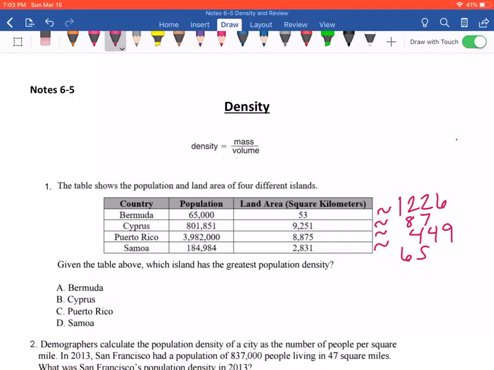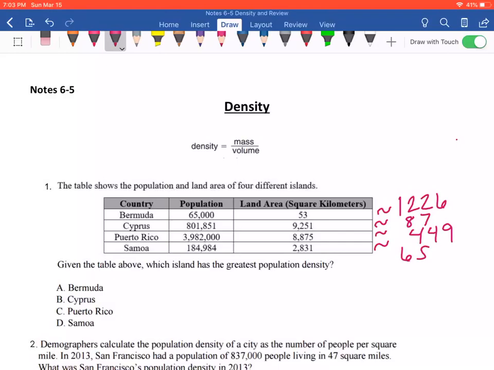Hi guys, today we're talking about density. Density is how much space an object takes up, its volume, in relation to the amount of matter in that object, its mass. So for our purposes, we're going to really focus on this equation. Density is equal to mass divided by volume.